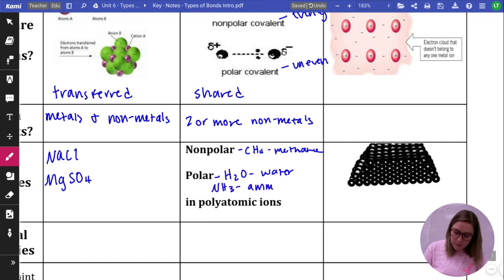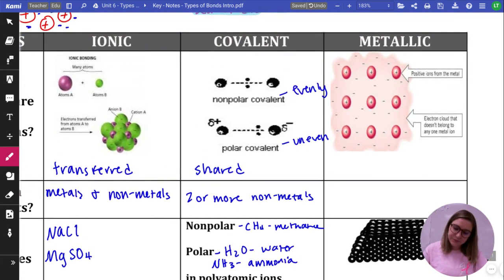That is ammonia. And then covalent compounds are also found in our polyatomic ions. So there's lots of different polyatomic ions. There's nitrate, which is NO3 -1, carbonate, CO3 -2, cyanide, CN -1. Lots of different polyatomic ions.